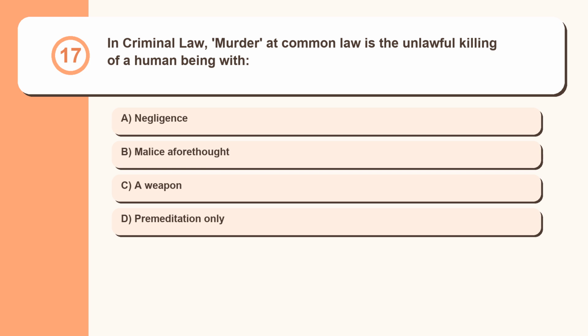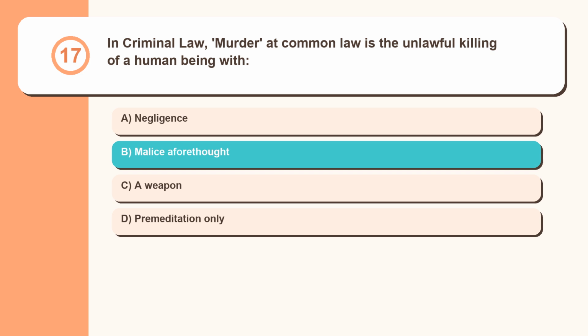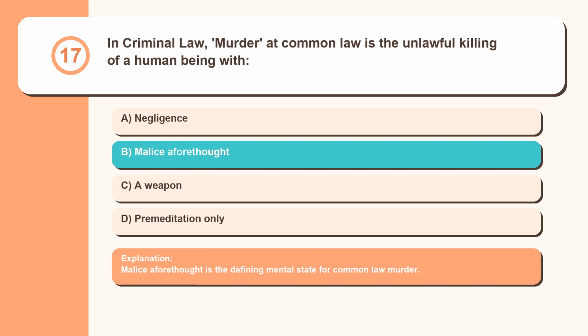Question 17. In criminal law, murder at common law is the unlawful killing of a human being with negligence, malice aforethought, a weapon, or premeditation only. Malice aforethought is the defining mental state for common law murder.